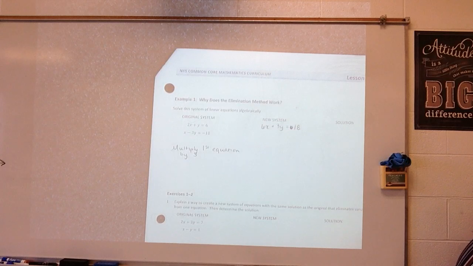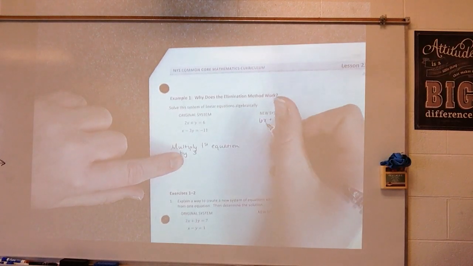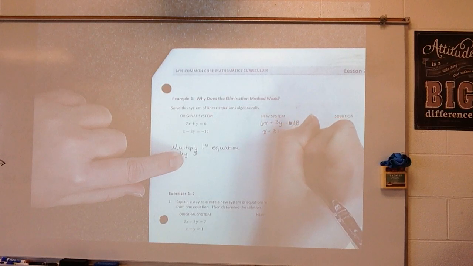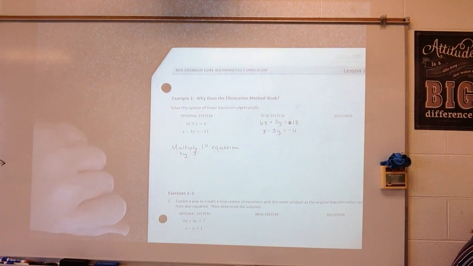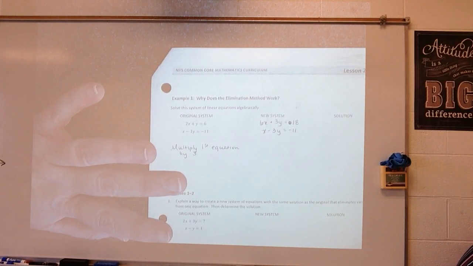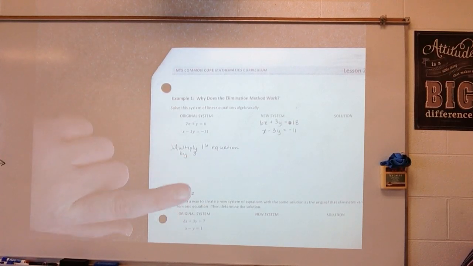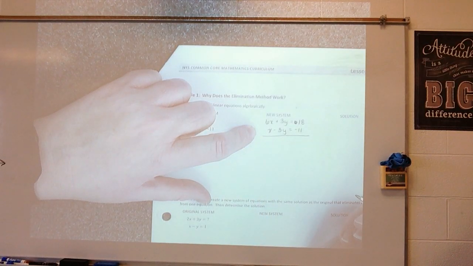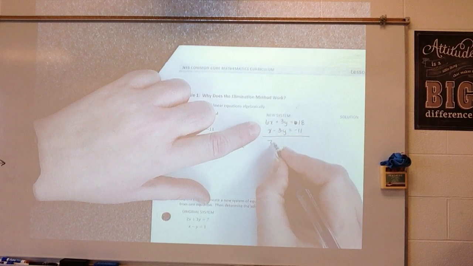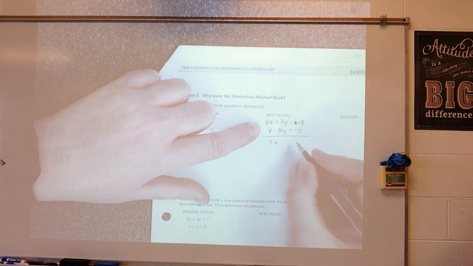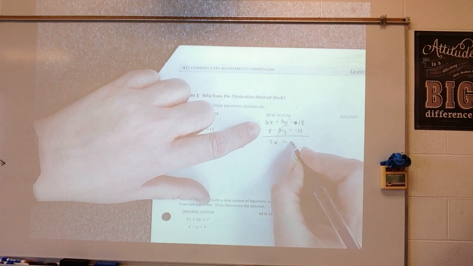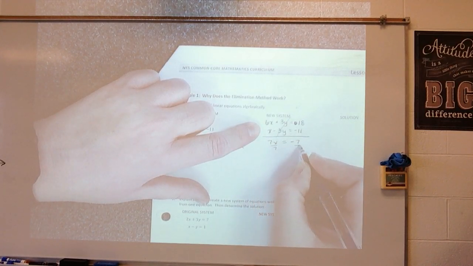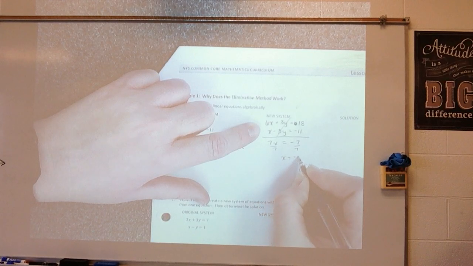All right? Now let's look at this. So then, here's my second equation. Now I'm going to add it to the second equation, which means I get 7x. Those cancel out, and that is equal to negative 7. So then I'm going to solve it, and I get x is equal to negative 1.